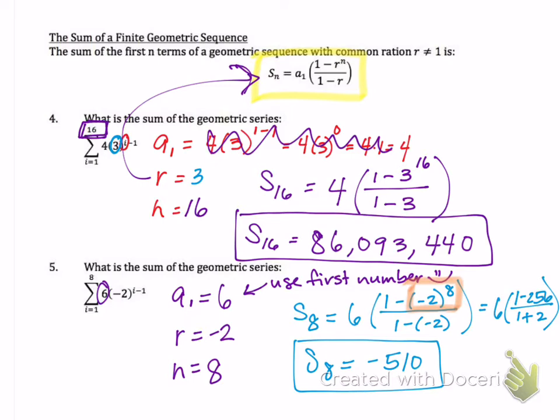You should get negative 510. But remember, for A1, you're just using the first term. You don't have to do any math with that.